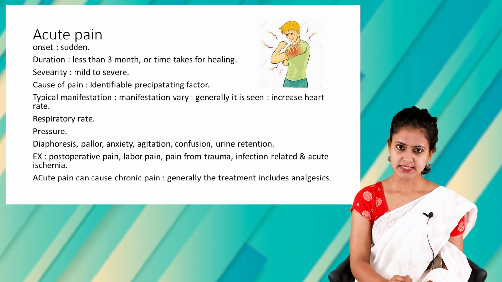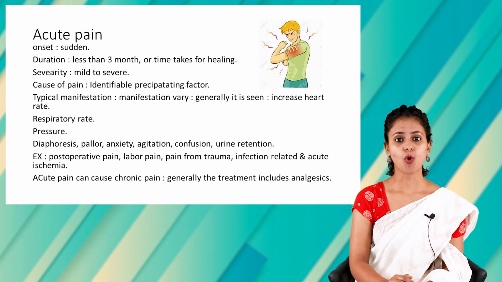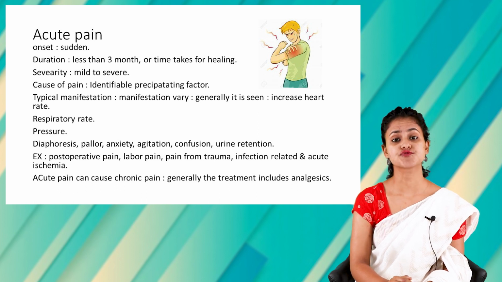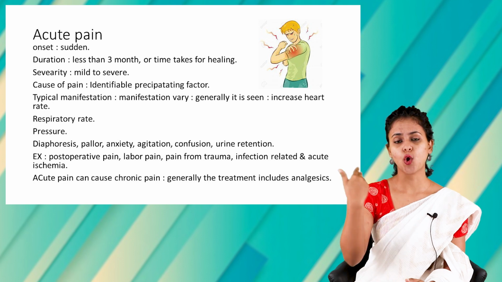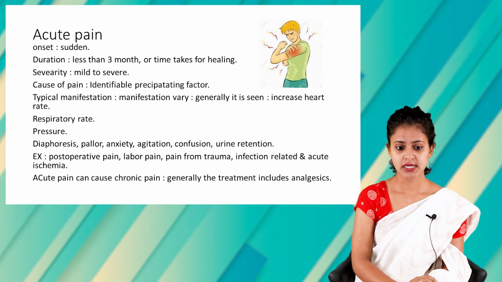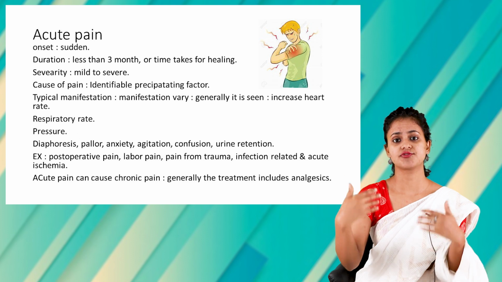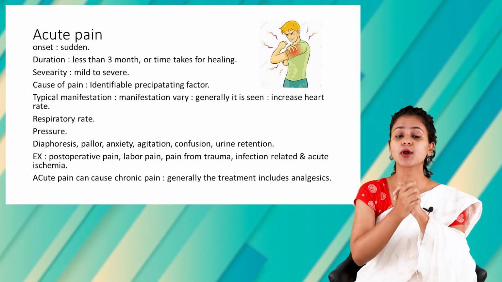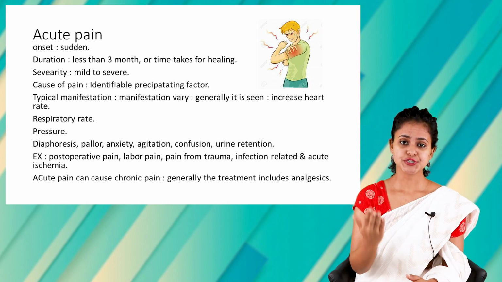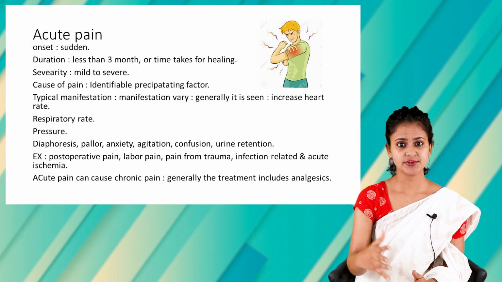Now the typical manifestations related to acute pain. As the pain almost always develops in association with some underlying disease process, acute pain often manifests with an increased heart rate. A person with acute pain almost always has an increased respiration rate. They will also have an increased blood pressure. The person may show symptoms like diaphoresis and severe anxiety.